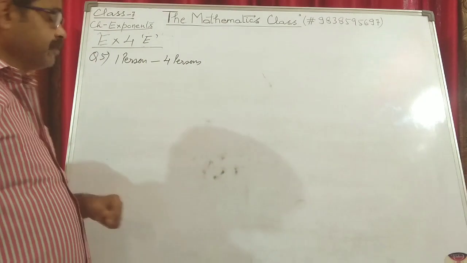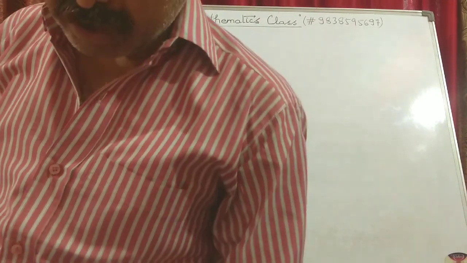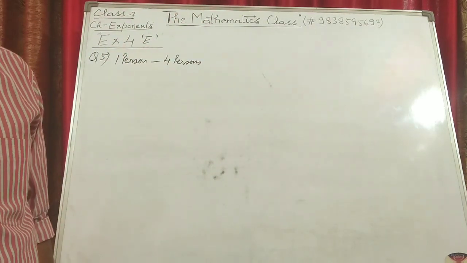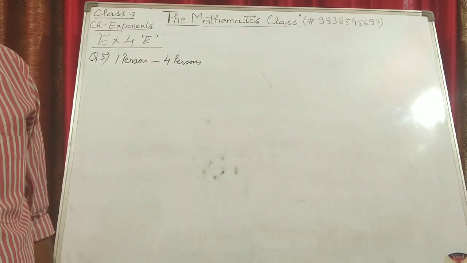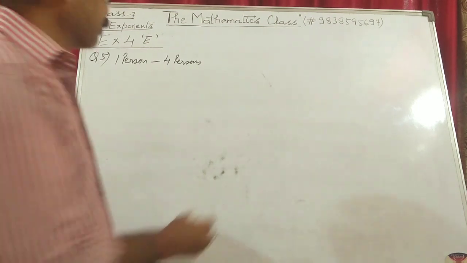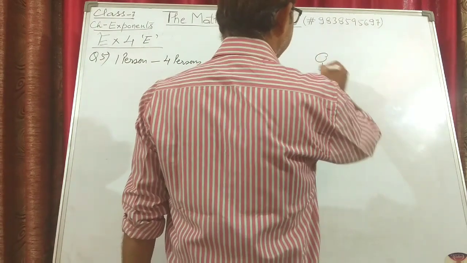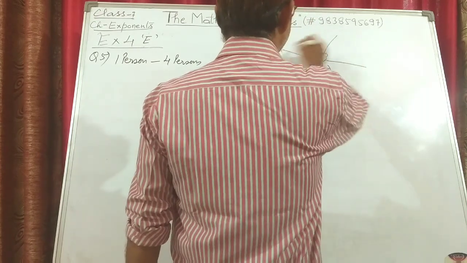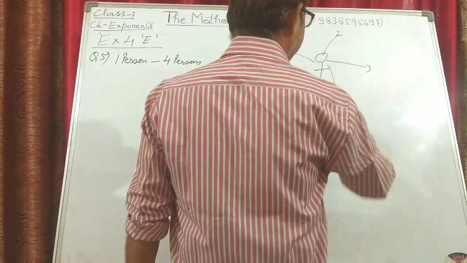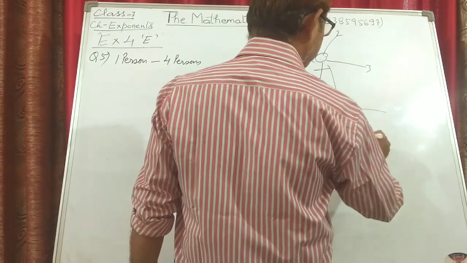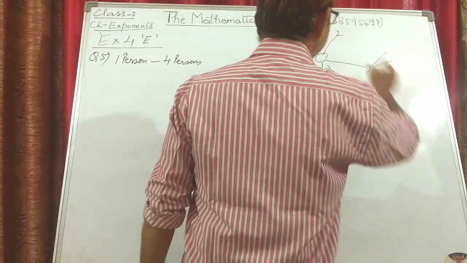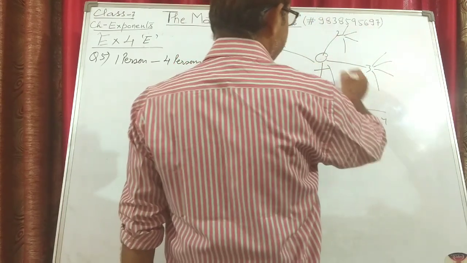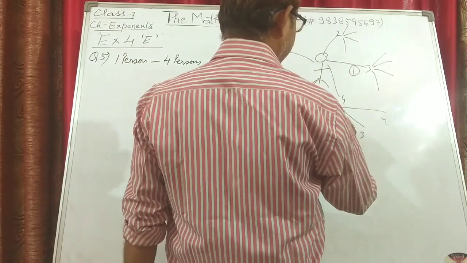Now question number 5, they say in Kalpana's school, one person will contact 4 persons, and each of those 4 people will contact 4 other persons, and so on. How many people will be contacted in 5th round? Suppose I take a person, this is one person, he is contacting 1, 2, 3, 4. These 4 are again 1, 2, 3, 4. Similarly 1, 2, 3, 4. This is the first round. This is the second round.